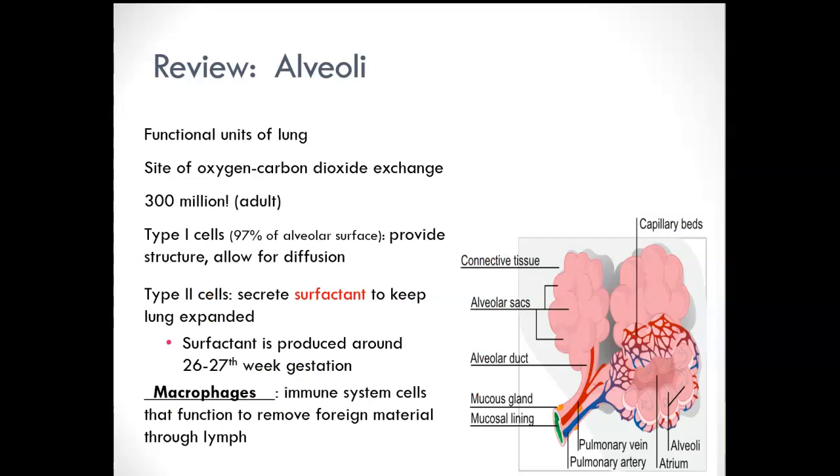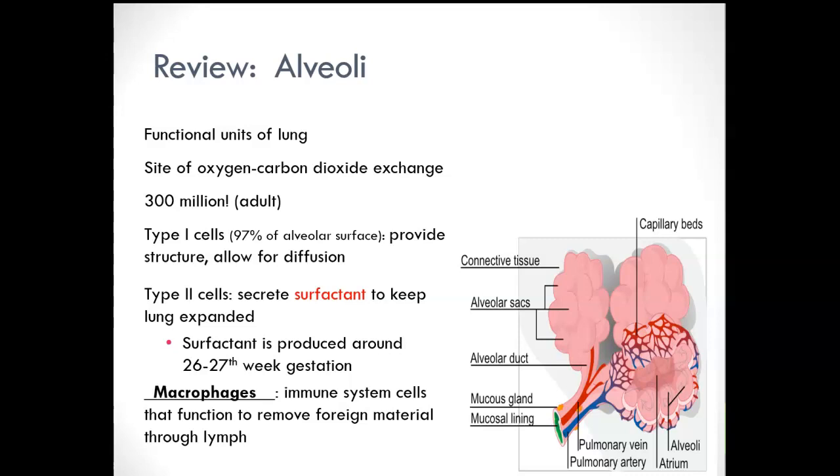And then you have the alveoli, and this is really where the work of the lung is done. It's kind of the point of true action. This is the site of carbon dioxide and oxygen exchange. We have 3 million of these as an adult, which is amazing. So we have some different cells in here, type 1 and type 2.